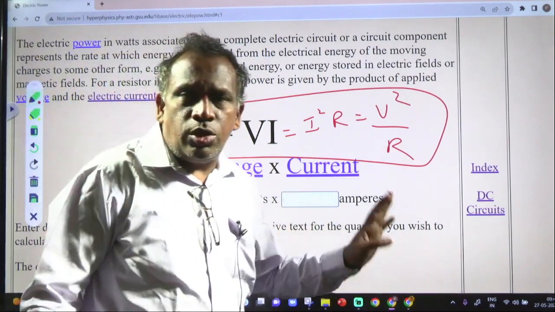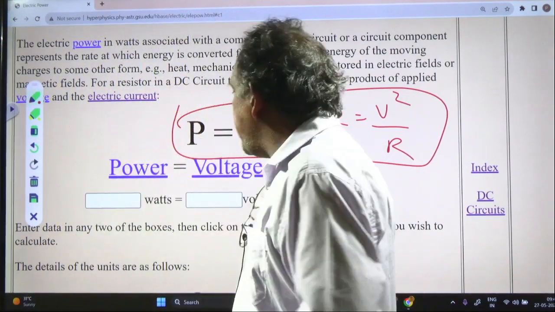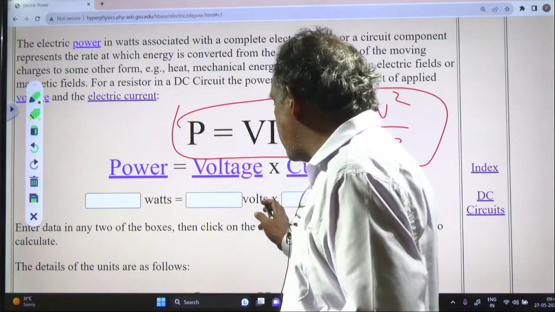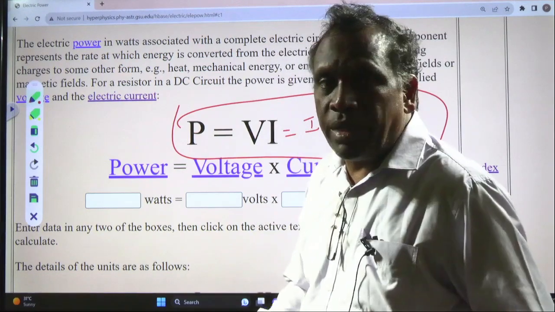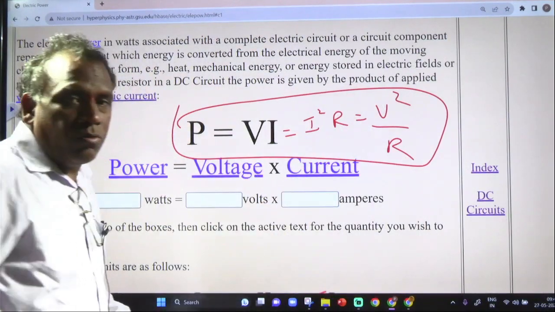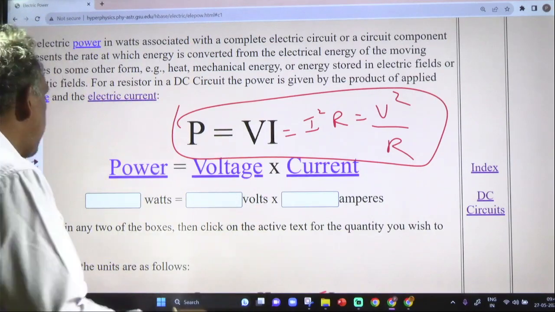Power is equal to voltage into current. The unit of power is watts, the unit of voltage is volts, the unit of current is ampere. 1 watt is equal to 1 volt into 1 ampere.